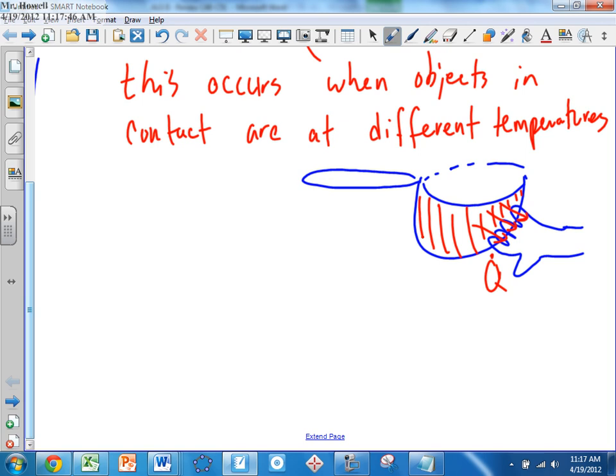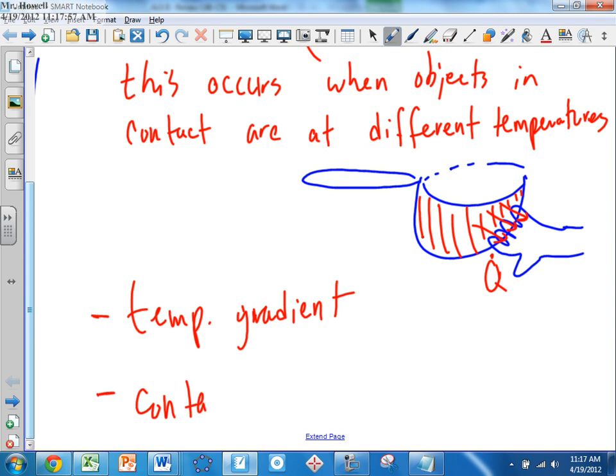So again, the temperature gradient and contact. Those are your two requirements to have conduction. You need both of those things to happen. And that's what we said already in the definition: this occurs when two objects are in contact and at different temperatures. So it's the exact same thing, but just to make sure we're all clear on that.